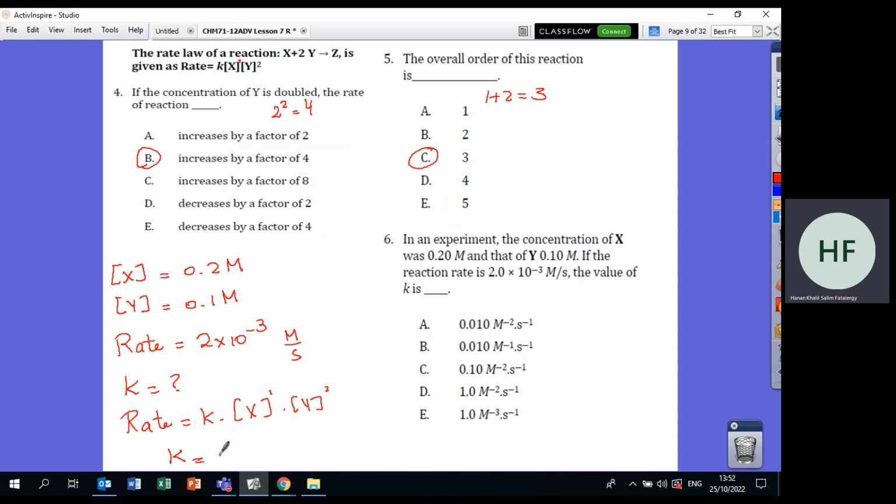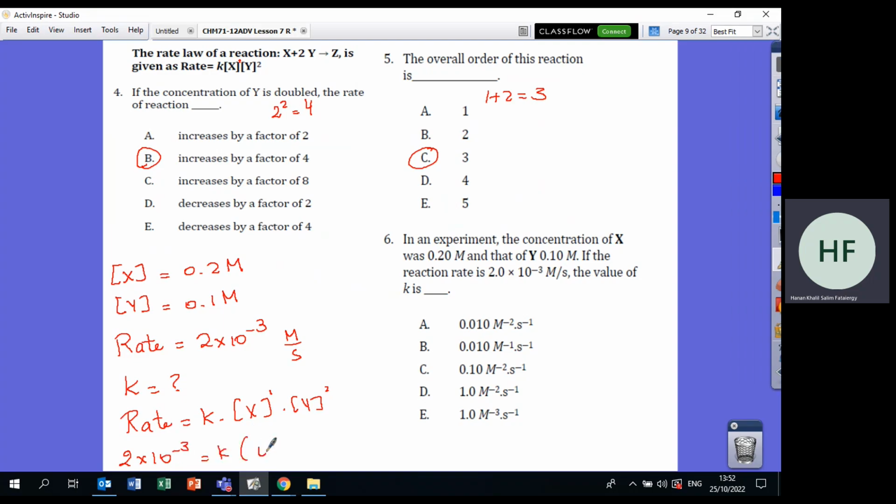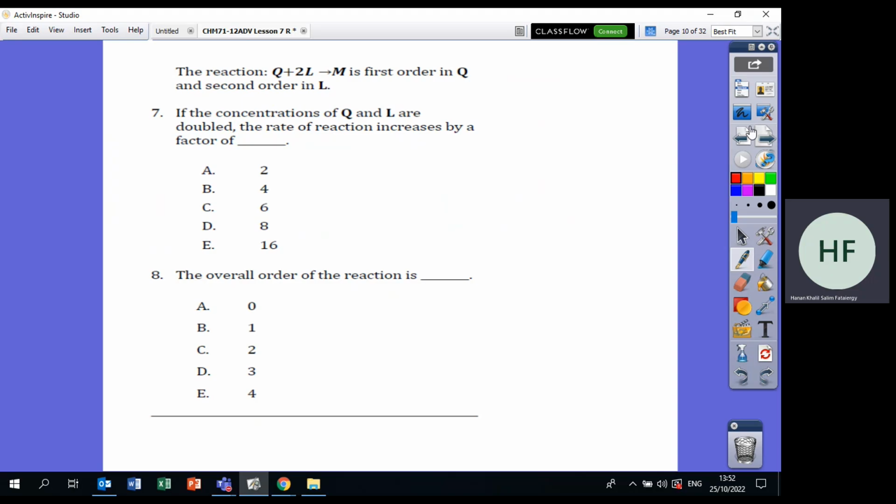I think k will be 2 times 10 to the minus 3 equal k times x 0.2 times y 0.1 square. This is 10 to the minus 2, 10 to the minus 1. I think it will be 1. Okay, now I will speak to you about the units of K. Just let's solve few questions till you understand, and then we will speak about the unit of K, which unit of K will be correct.